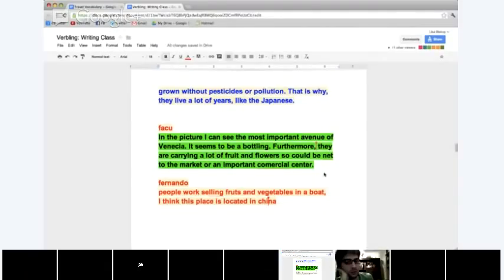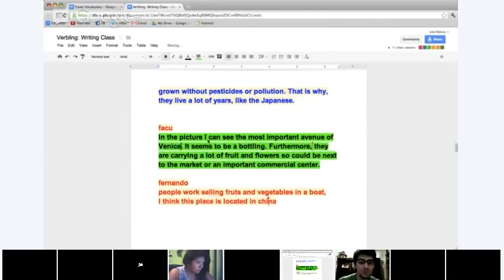In the picture, I can see the most important avenue of Venetia. It seems to be a bottling. Furthermore, they are carrying a lot of fruit and flowers, so could be next to the market or an important commercial center. Okay. So, you think that's Venice? I think so. The people look Asian, though. Maybe they are a lot of tourists. Maybe. Okay. Immigrants. Yeah, maybe.